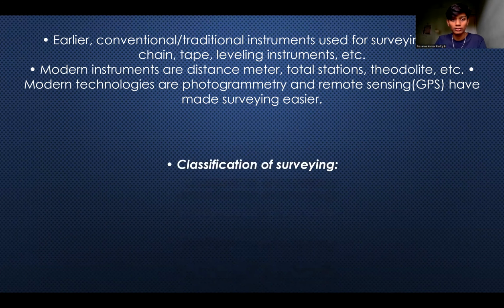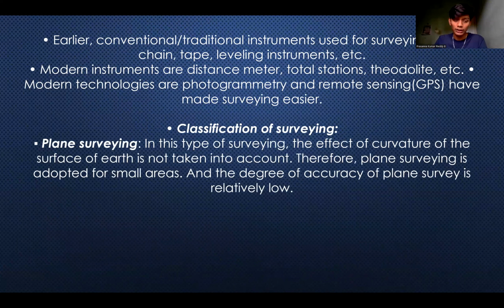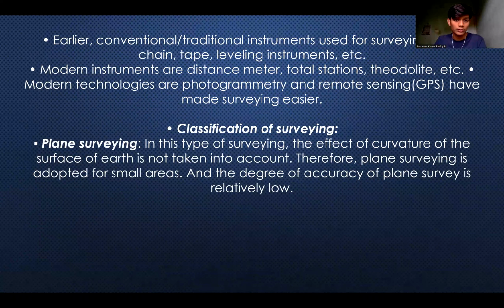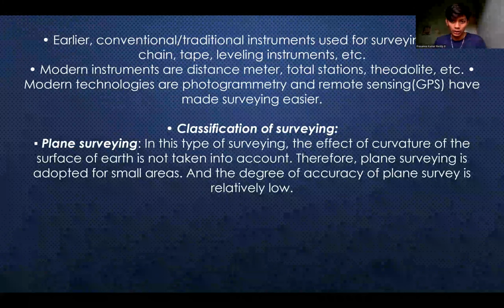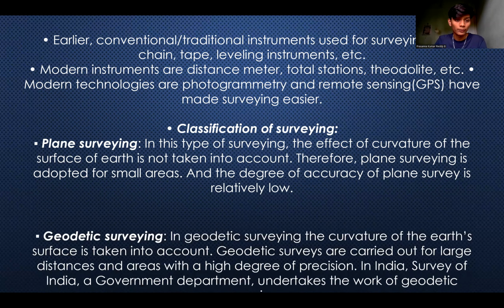They have made surveying easier now. Classification of surveying. There are two types of surveying. Plane surveying: in this type of surveying, the effect of curvature of the surface of the earth is not taken into account, and therefore plane surveying is adopted for small areas and the degree of accuracy of plane survey is relatively low.